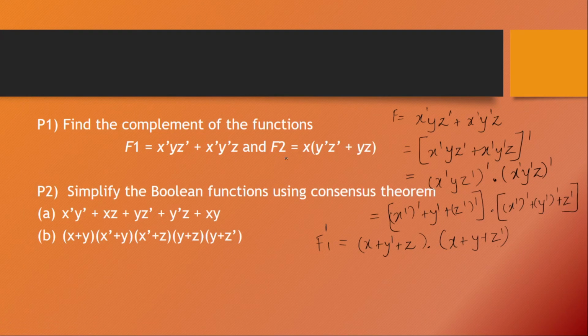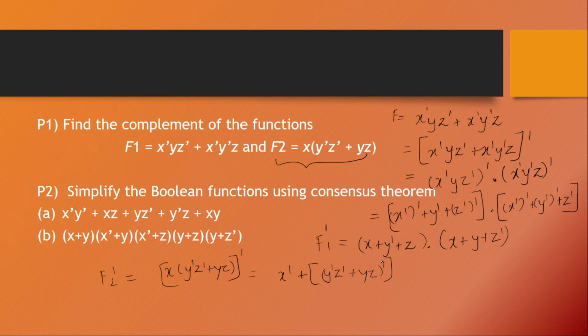In a similar fashion, you can find out the complement of f2, which is x into y dash z dash plus yz. So let's start with that. f2 complement is given by x into y dash z dash plus yz, the whole complement. When you bring the complement inside the brackets, that will give you x complement plus, then we have y complement z complement plus yz, the whole complement.